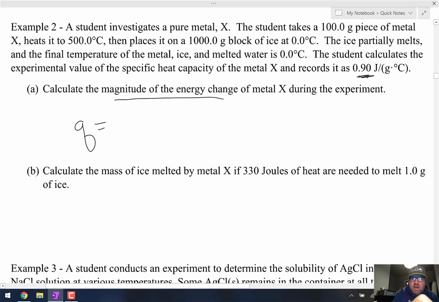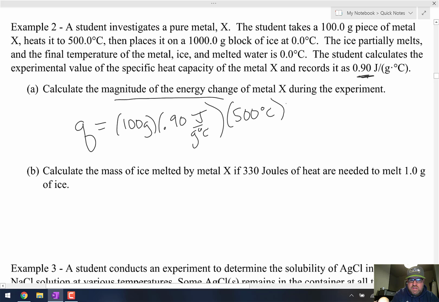The mass of the piece of metal is 100 grams. The specific heat is 0.90 joules over grams degrees Celsius. Okay, it's at 500 degrees, and then it goes all the way down to 0. So what's that a temperature change of? It's a change of 500 degrees Celsius.